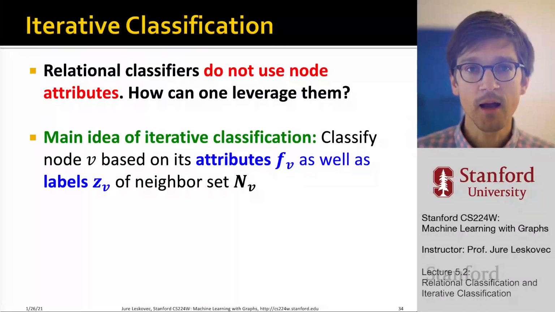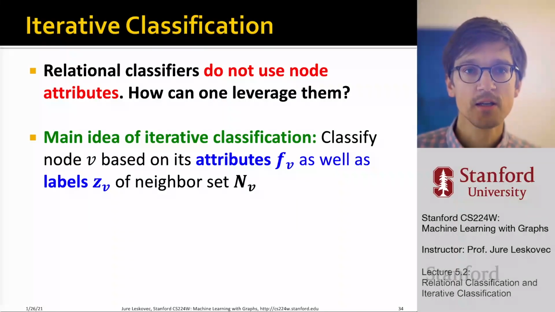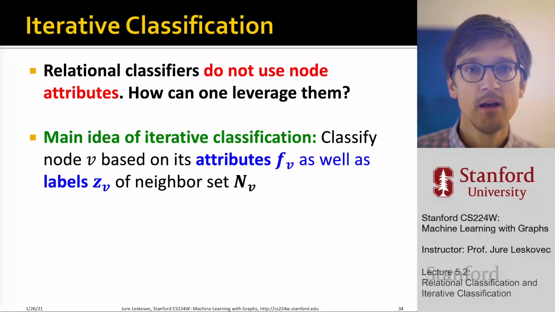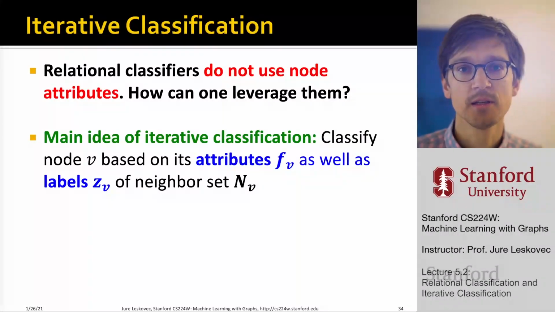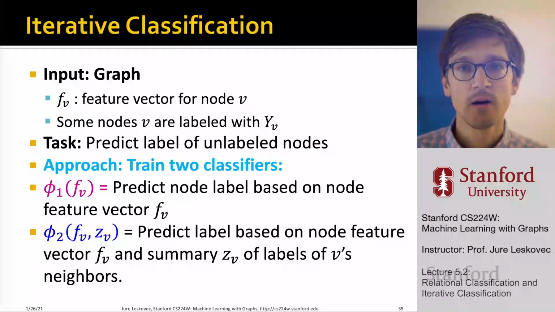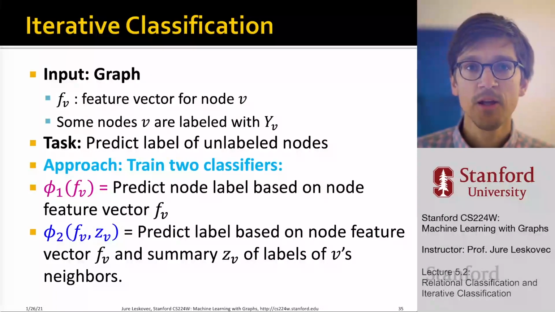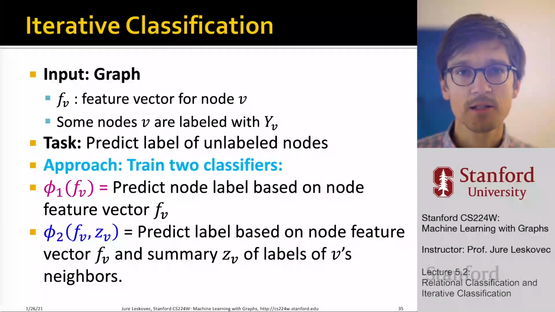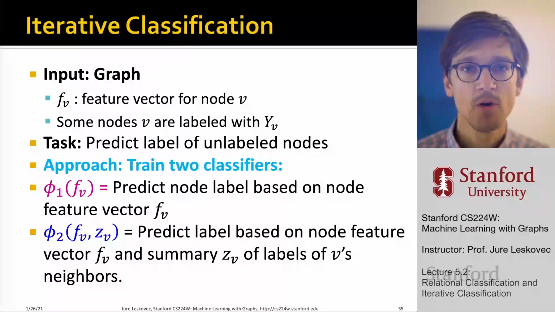The main idea of iterative classification is to classify node V based on its attributes F, as well as the labels Z of the neighboring nodes N sub V of this node V of interest. So how is this going to work? On the input we are given a graph. Each node will have a feature vector associated with it, and some nodes will be labeled with labels Y.